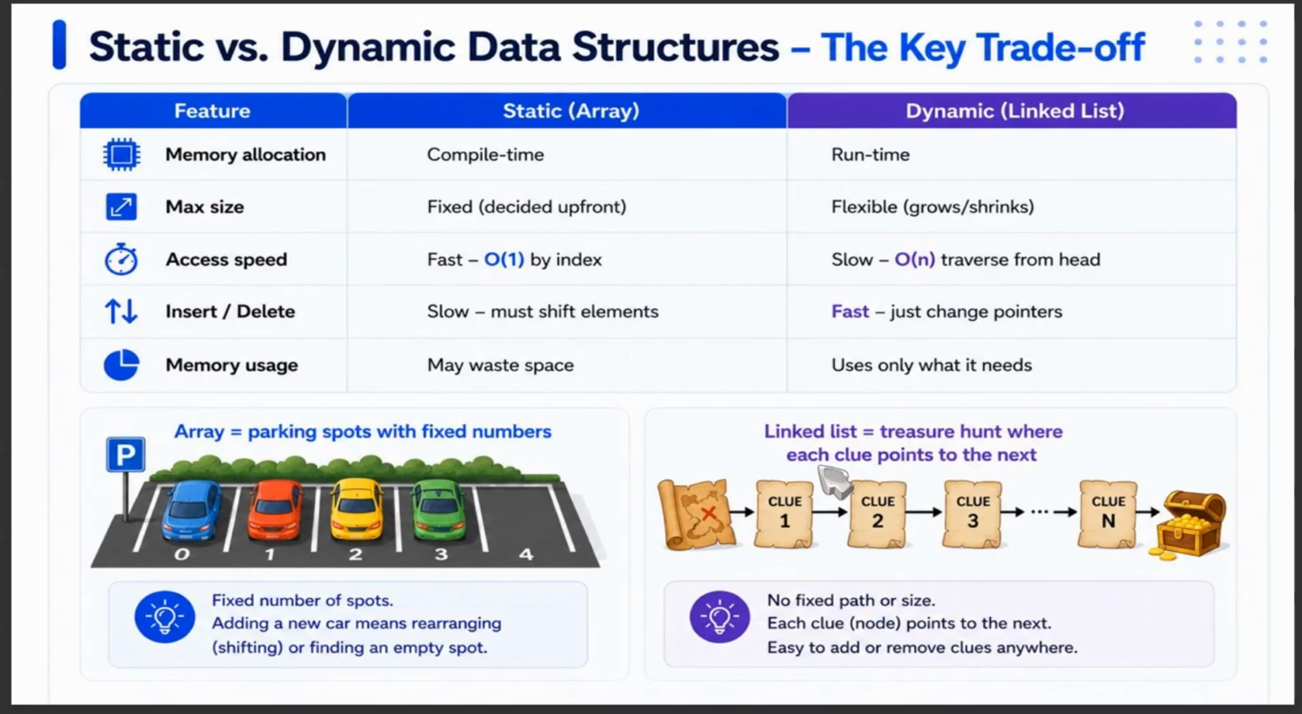Dynamic data structures. A dynamic data structure is like a treasure hunt. Each clue tells you where the next clue is. For example, clue 1 says go to the tree. Clue 2 says go to the rock. Clue 3 says go to the fountain. Likewise, each one points to the next. So the insertion and deletion are similarly fast.